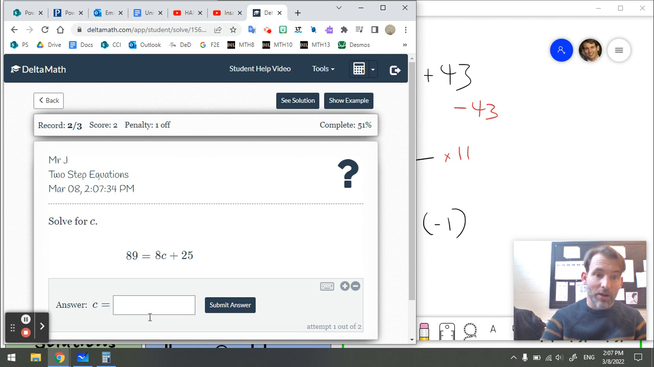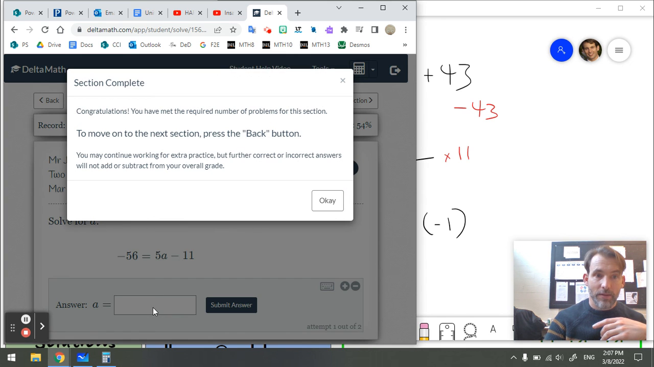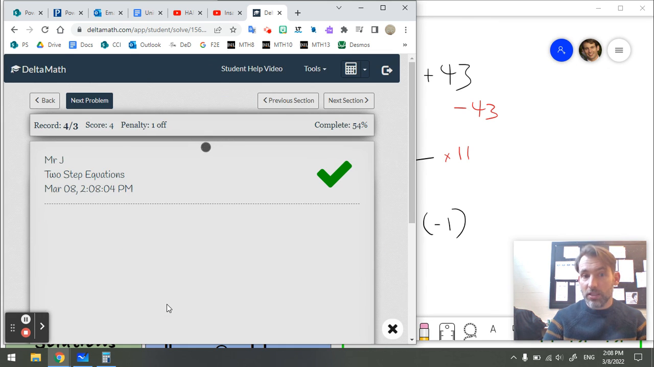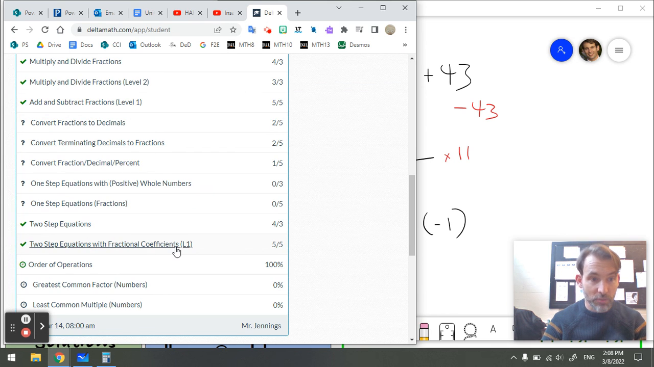Okay, one more. So here, subtract 25 from both sides of the equation. Leaves you with 64 on that side. 64 divided by 8 is 8, so C is 8. Okay, congratulations, I'm done. So now I'm going to do another one. Here I add 11 to both sides to get negative 45 on that side, and A is negative 9. You want to do so many of these that they become fast. And then the rest of your math career is going to go very smoothly and easily.